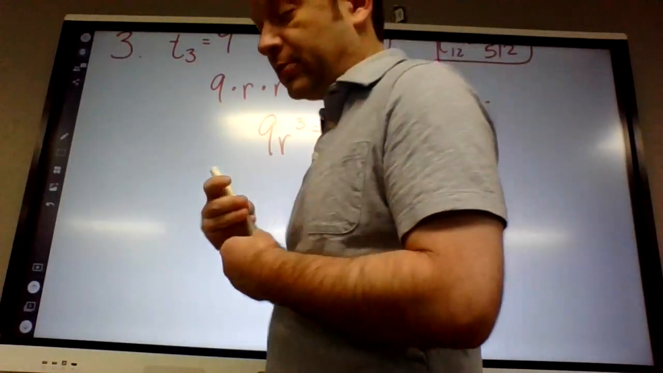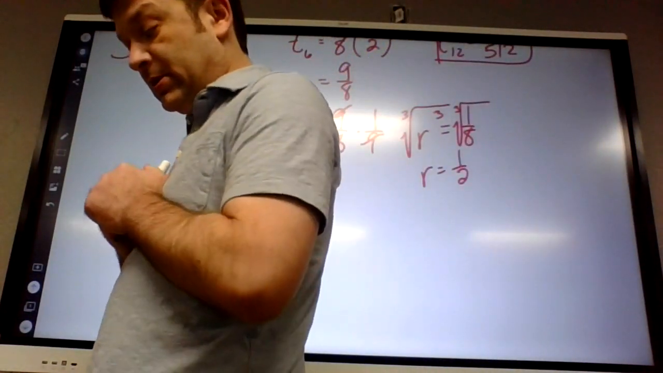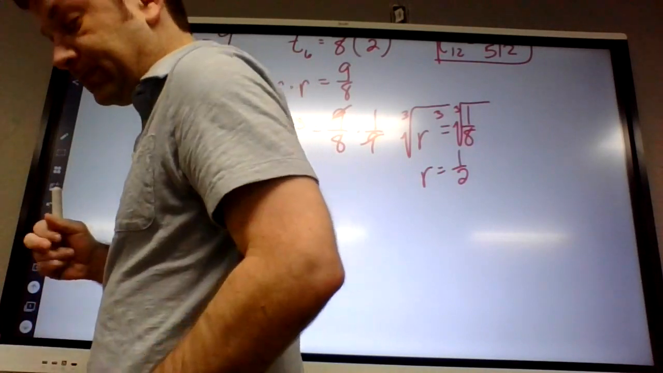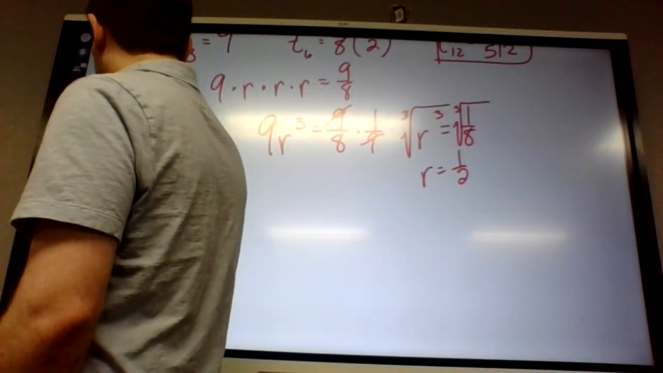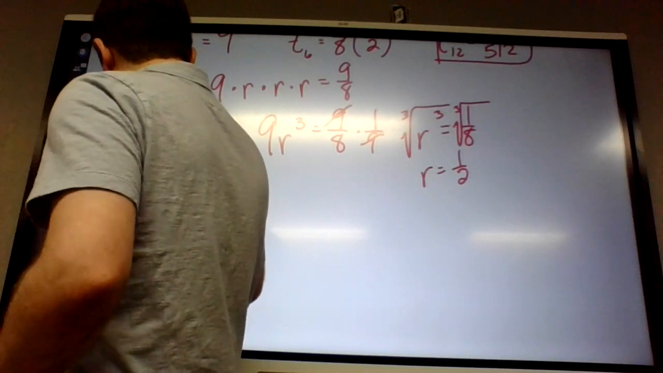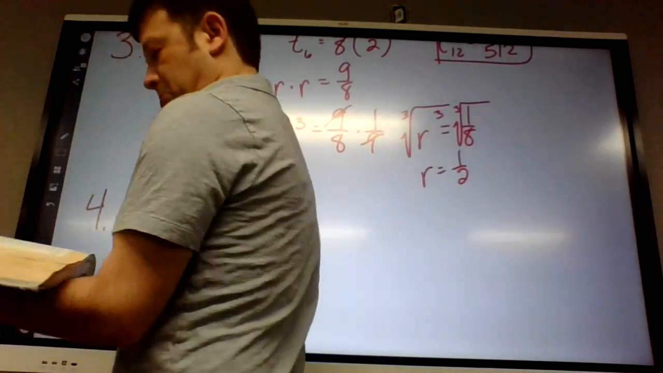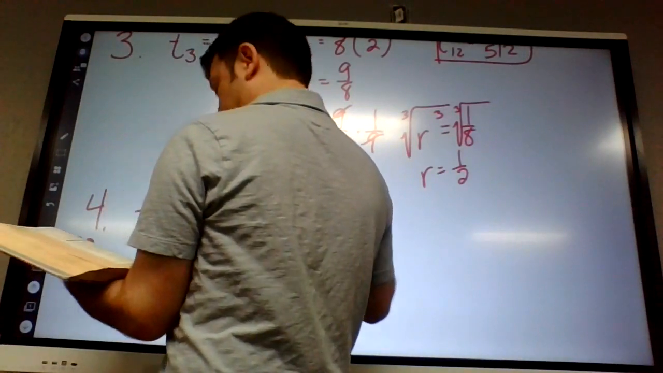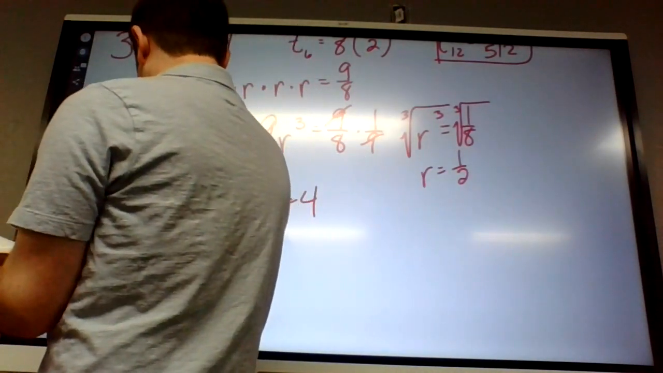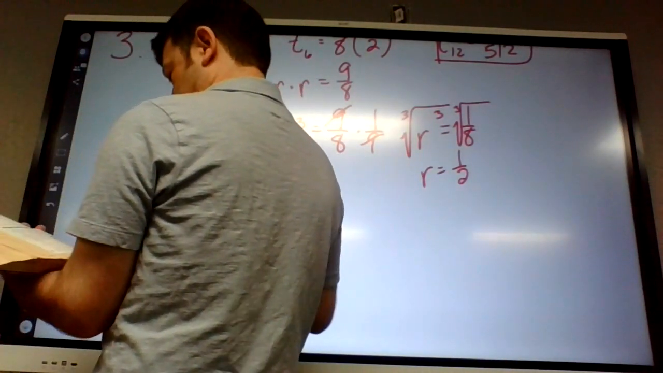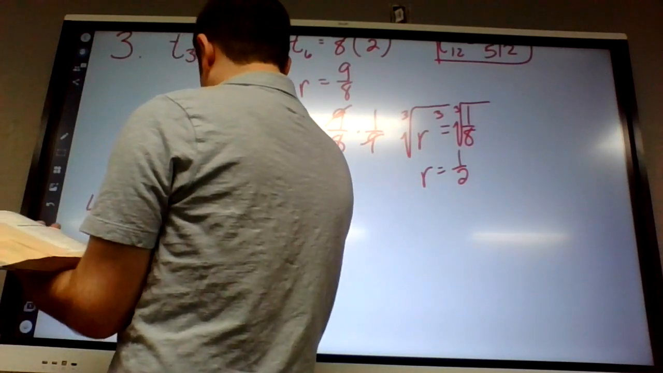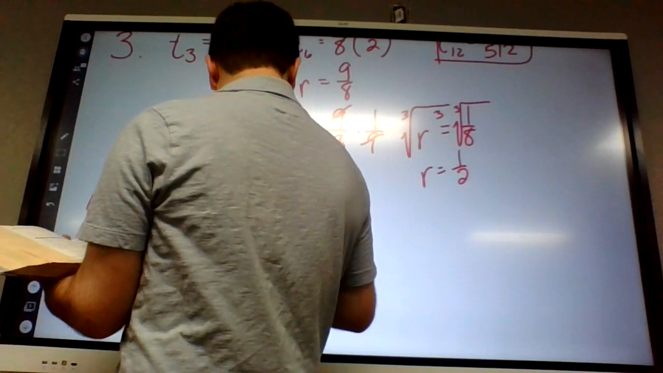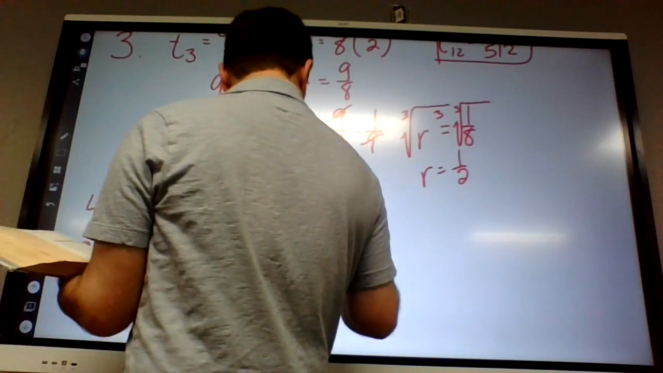Alright, 4 in a sequence. I write all this down. T sub 1 equals 1, T sub 2 equals 4, T sub n equals 2 times T sub n minus 1 plus T sub n minus 2.